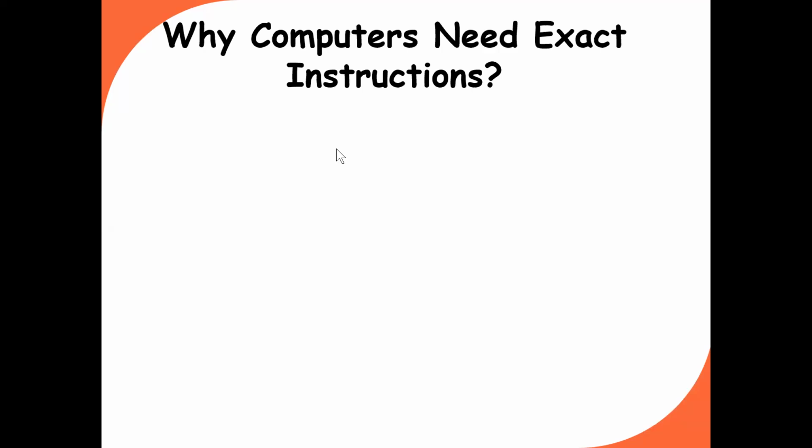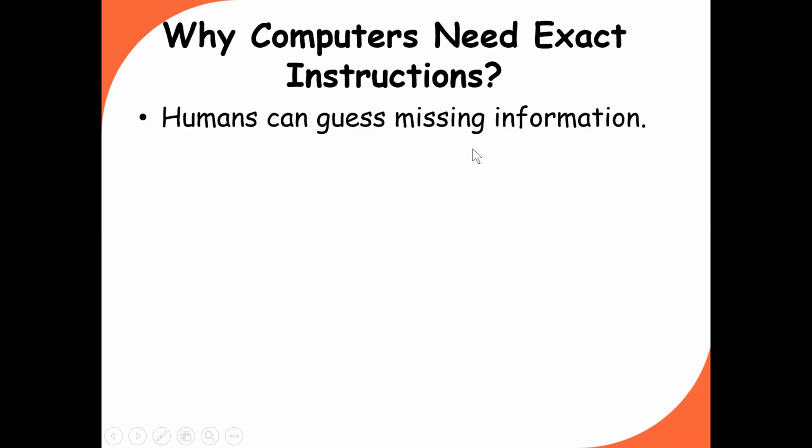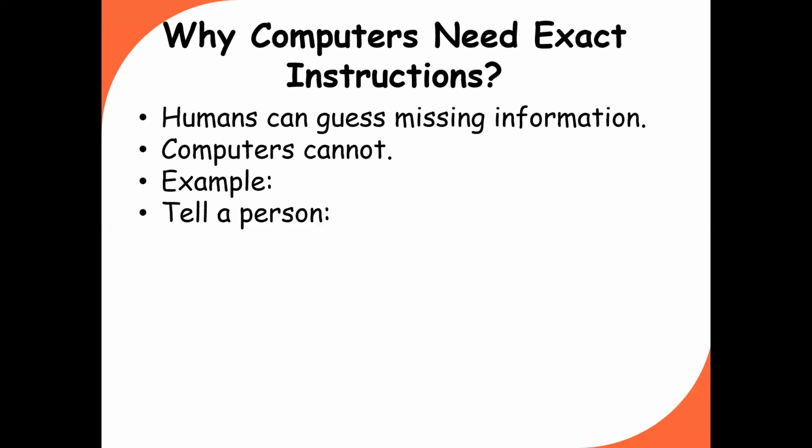So next is why computers need exact instructions. Exact instructions are important for computers because that will help them to know what to do. We humans can guess missing information, but computers cannot guess any missing information. So if you want a computer to execute anything, we must tell the computer what to do, because computers cannot guess.